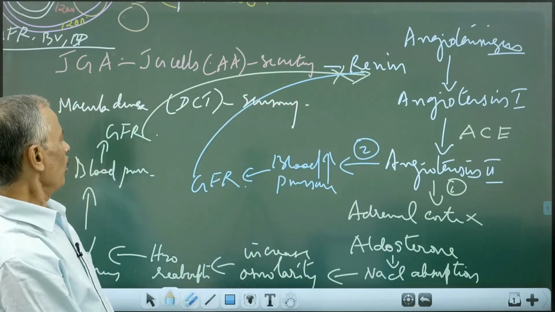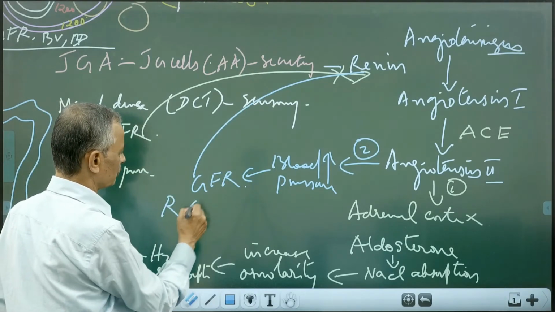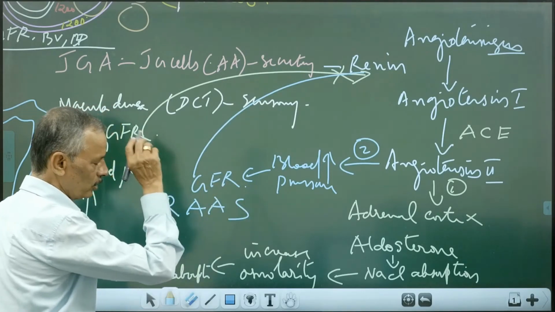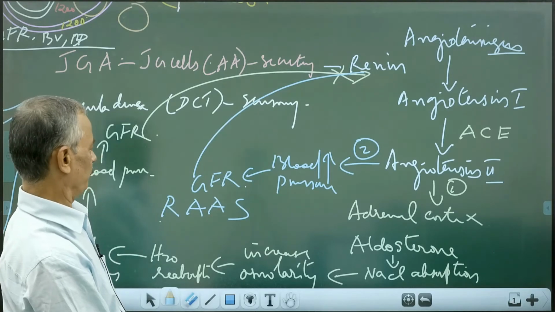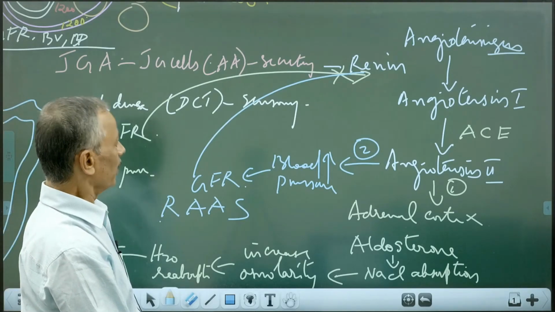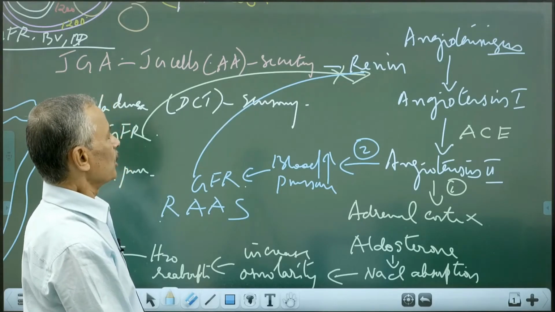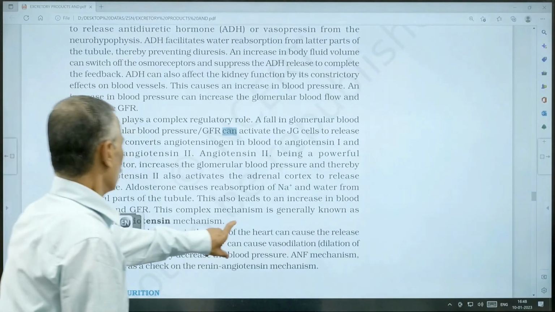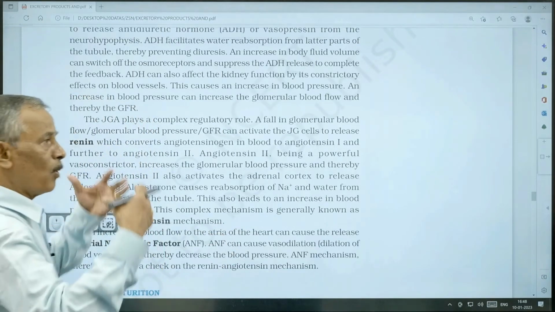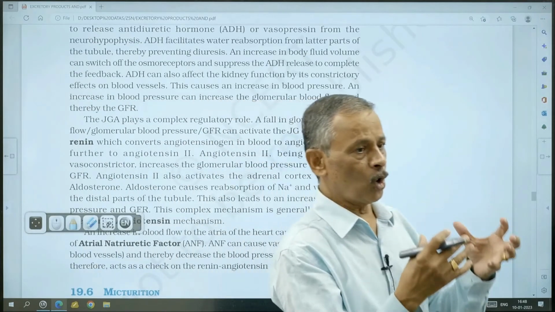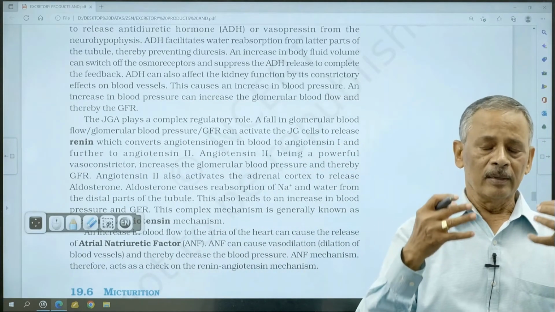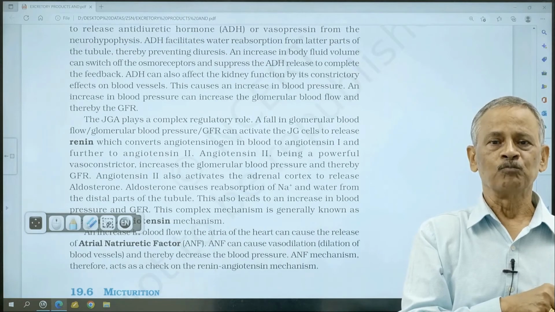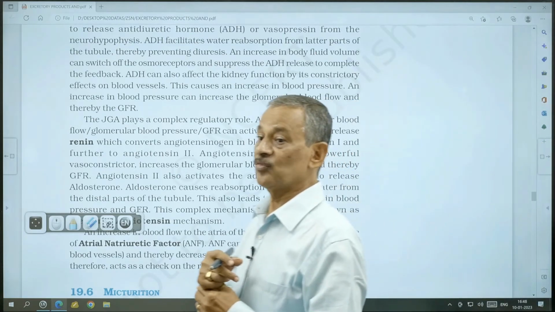Clear? The whole mechanism is called the RAS system: renin, angiotensin, aldosterone system. This is the main mechanism by which the kidney is regulating its activities. Okay. Now, when you have more water and more pressure in the blood, the kidney will understand that there is more water, more pressure, and GFR is very high.